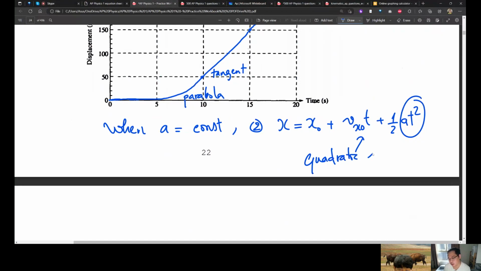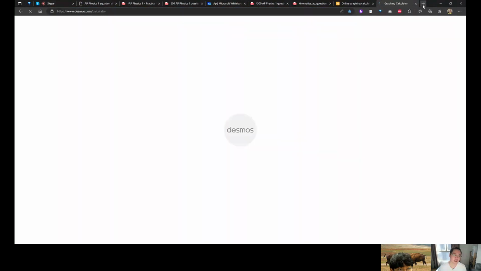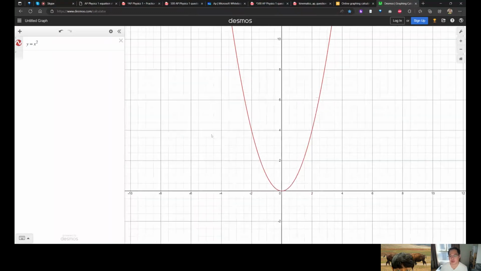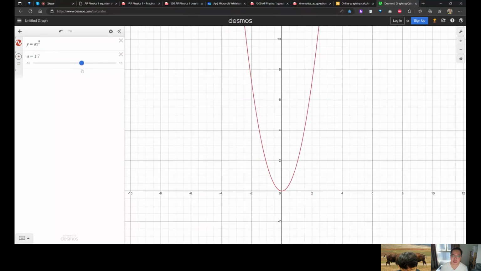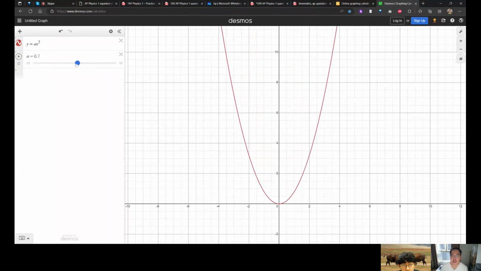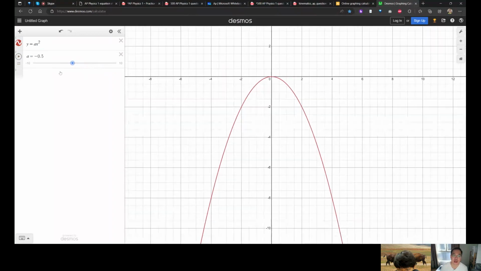Quadratic equation, and therefore the graph of a quadratic function is a parabola. We can see that with the Desmos graphing calculator here. For example, the simplest quadratic equation is y equals x squared. We have a parabola like this. If I add a constant a here, the constant a will change the slope of the parabola. The greater the value of a, the thinner the parabola. If a is negative, the parabola is now downward.